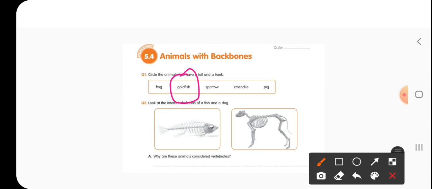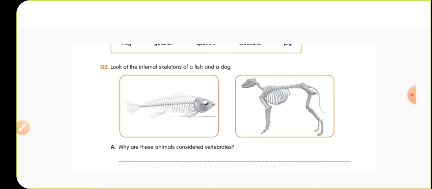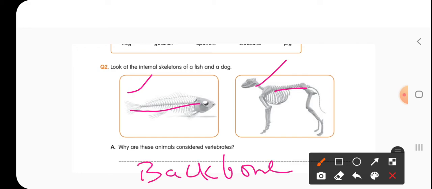The rest of the 4 animals, you find out and think whether they have a head, tail and trunk in their body or not. Now the second question is, look at the internal skeleton of fish and dog. Observe these 2 internal skeletons. The first question is, why are these animals considered vertebrates? See here I am drawing. Very good, because of the presence of a backbone, these animals are considered vertebrate animals.